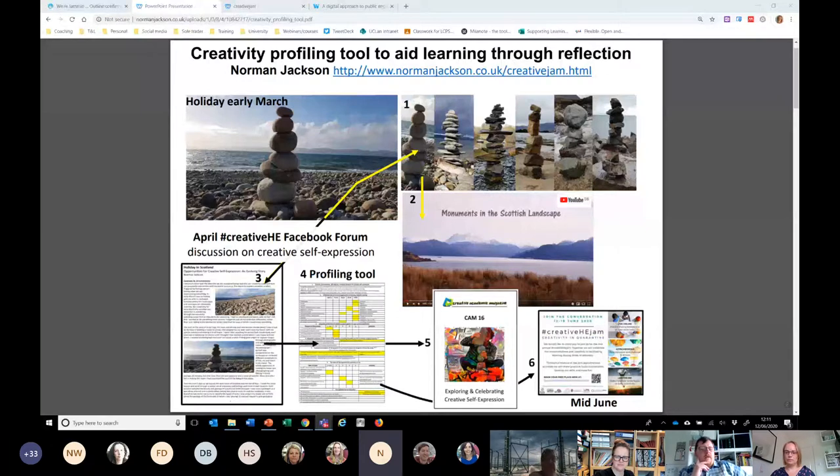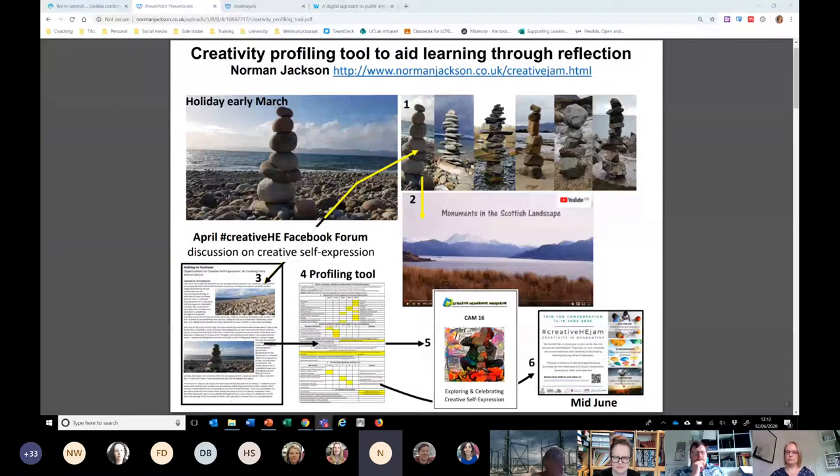So the story starts back in early March, before lockdown. I was on holiday with my wife. We went to Northwest Scotland. We visited Arran and Skye and the coastline between those two islands. And the weather was kind to us. It was a really nice holiday, lots of time to relax and take in the wonderful scenery.